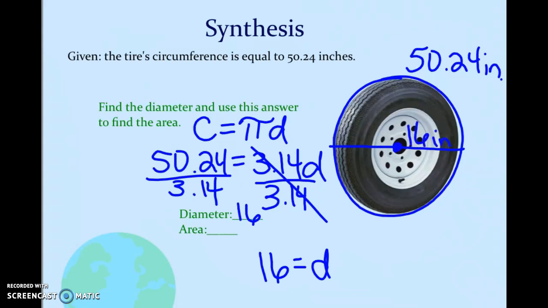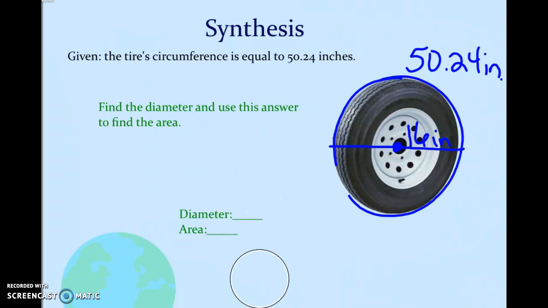Okay? Pause it if you need to, or rewind it if you need to see that again. The next part of the question asks for the area. Now, our little jingle says pi r squared. Sounds like area to me. Pi r squared. There is not a d for diameter anywhere in that formula.